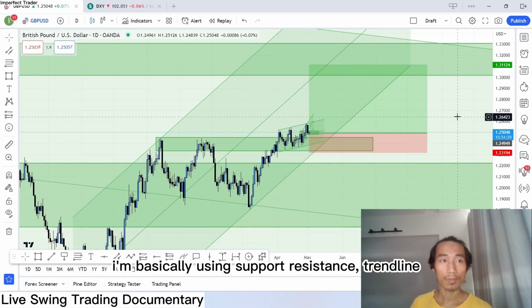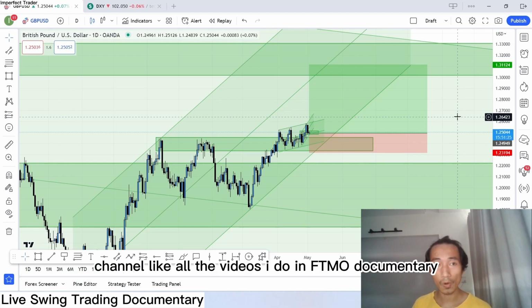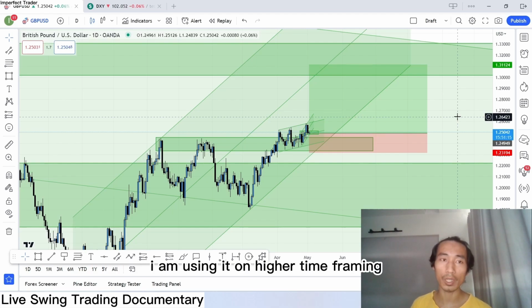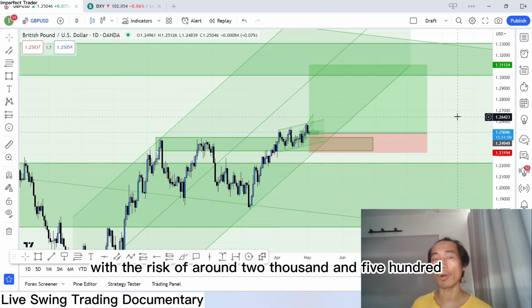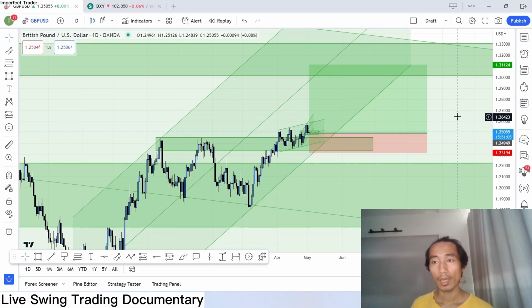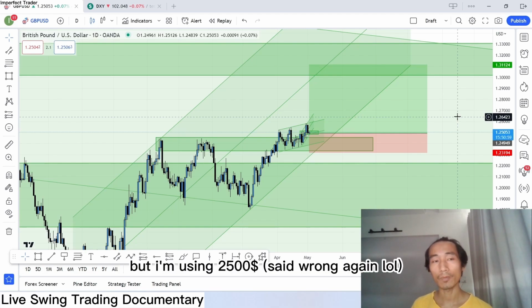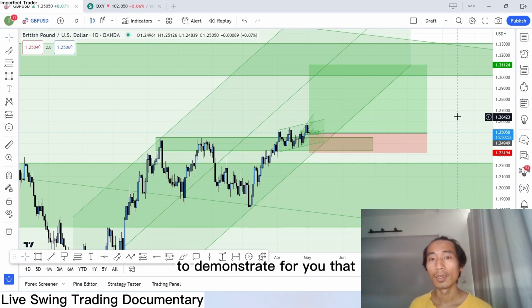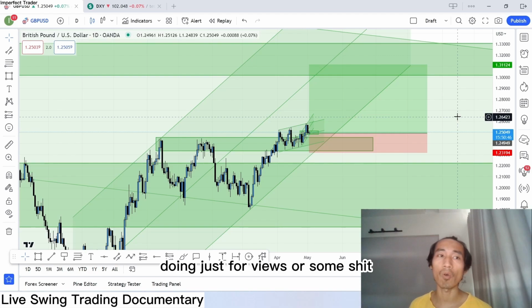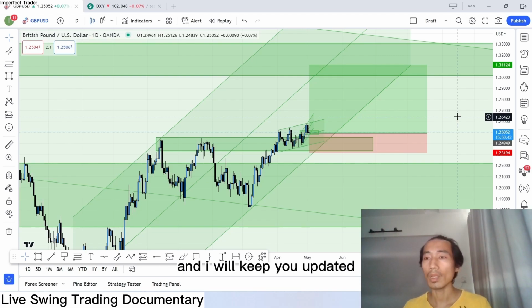I'm basically using support, resistance, trend line, channel, like all the videos I do in my documentary, but the difference is I am using it on higher time framing, and this trade is a swing trade with a risk of around $2,500. I'm using real money for this trade, a live trade, to demonstrate for you that this is actually something I do for myself, and not only doing it just for views. And I will keep you updated.